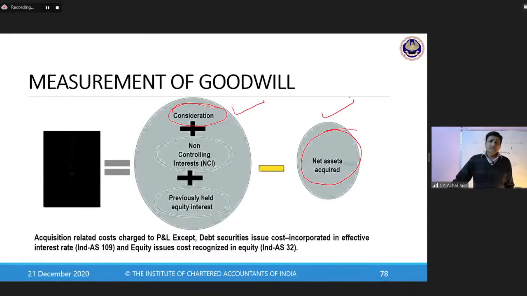There are 2 more components which are required to be considered when we compute goodwill: NCI and previously held equity interest. Now, NCI is something that we have discussed only conceptually. We have not practiced any questions using NCI, so we'll have to practice questions using NCI also. Secondly, other than NCI, there are many other things which are required to be considered, and those basically arise from the requirements of step acquisition. So let's understand those principles.